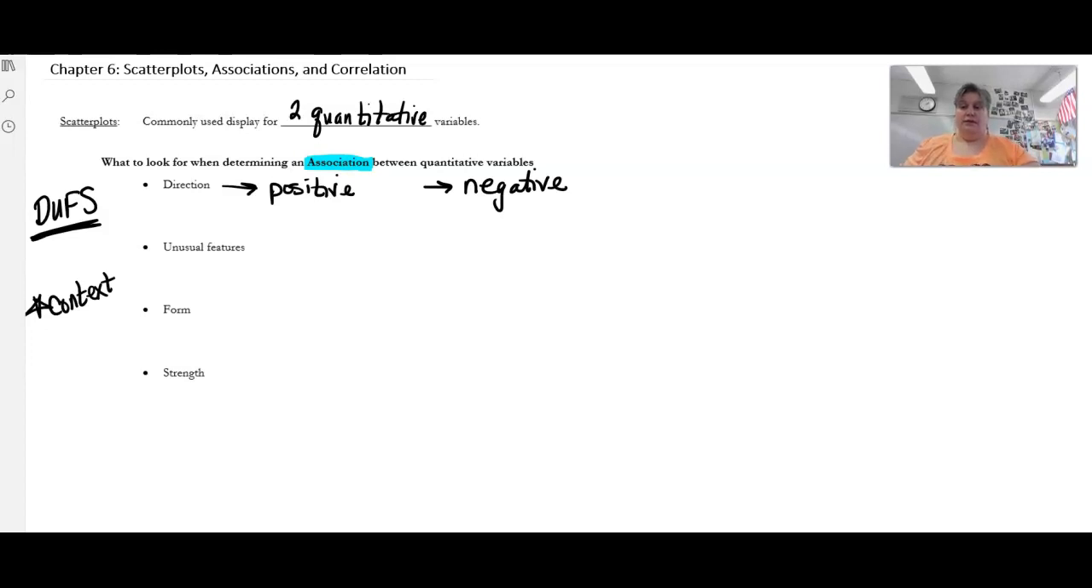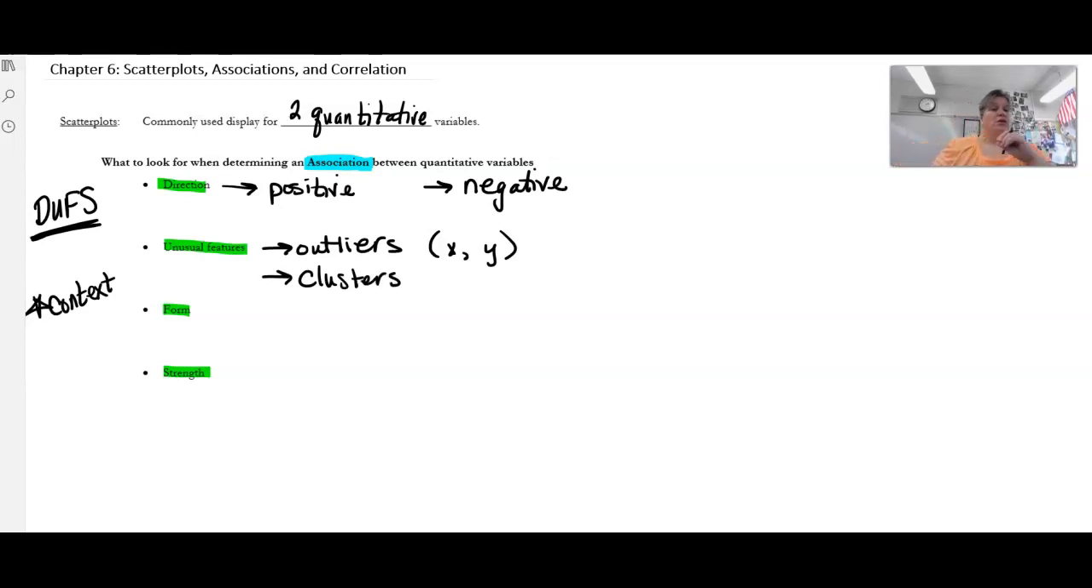Let's highlight all these different things that we're going to describe. Okay, unusual features. Unusual features include things like outliers. And if you have an outlier, you need to include the ordered pair where it's at. Okay, you also can include clusters. Clusters are a group of points that don't fit with the other points.